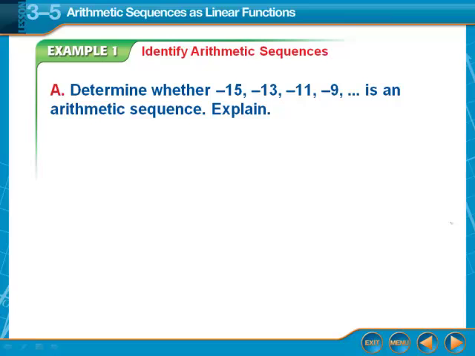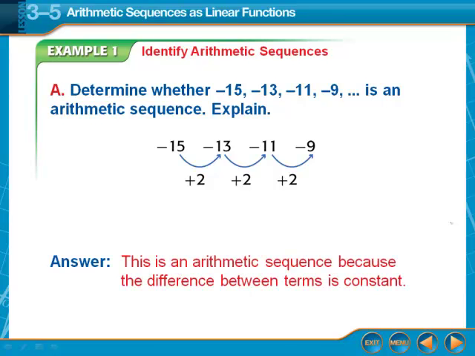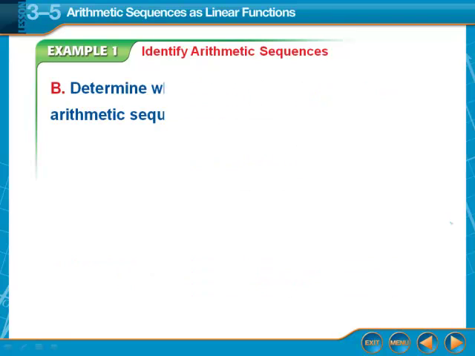Is this an arithmetic sequence? Yes or no? Well, look at the numbers and then make a decision on your own. What's happening if you go from negative 15 to negative 13, negative 13 to negative 11, negative 11 to negative 9? We are increasing by 2. Is this an arithmetic sequence? Yes, it is, because the difference between terms is constant.